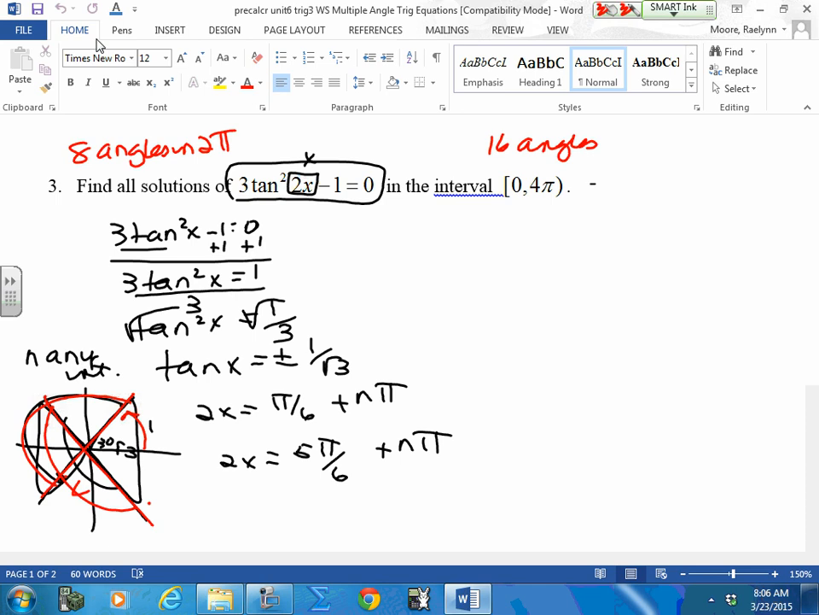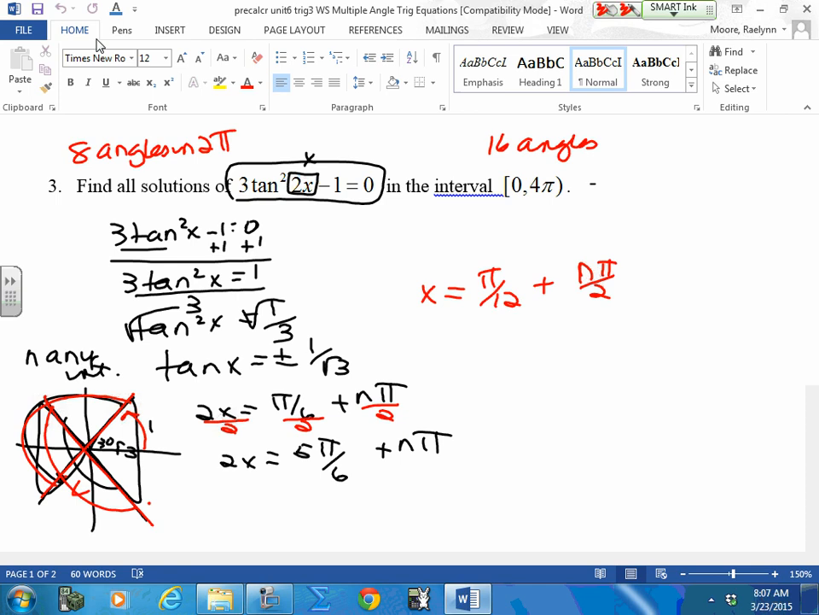So now, let's divide everybody by 2. So I'm going to get x is equal to, what does this give me when I flip it? 11 pi over what? So, sorry. Flip this over. Pi over what? 12. Isn't that a much, much smaller angle? That's a 30. That's a 15, right? Doesn't that make sense? Plus n pi over 2. Okay, leave your n pi over 2.